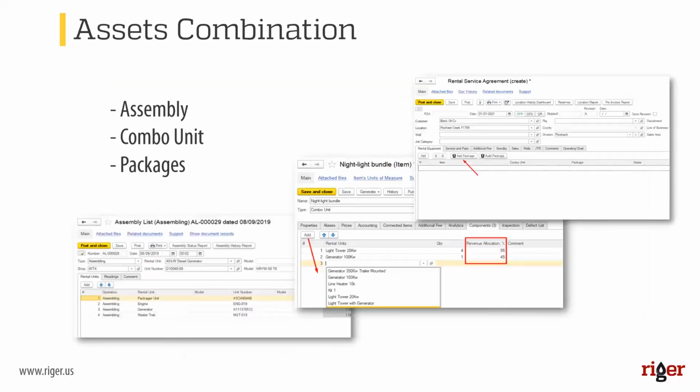Moving further, we have not only the basic, main item types, but also asset combinations. These are assemblies, combo units, and packages. Let's briefly talk about each of them, what the differences are and what the main properties of these asset combinations are. Let's start with assemblies.